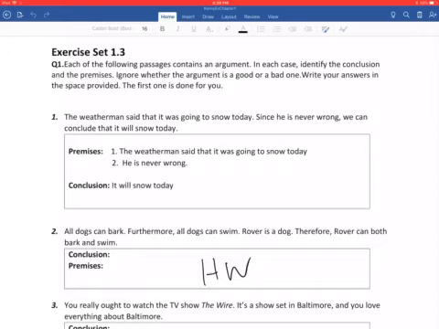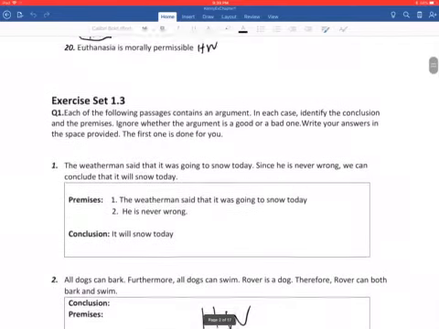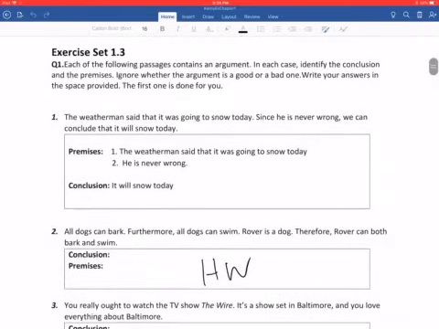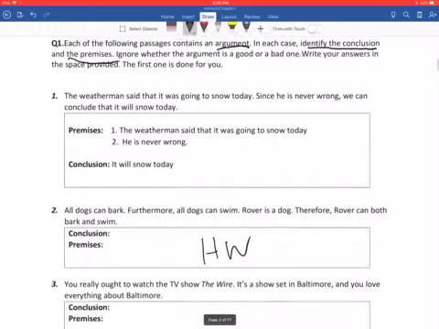Okay, this is exercise set 1.3. We'll do some of the odd numbered problems. The even numbered ones are homework. So you can see the instructions. Each contains an argument, so we need to identify the conclusion and the premises. Okay, and ignore whether it's good or bad. Just try to figure out the parts.